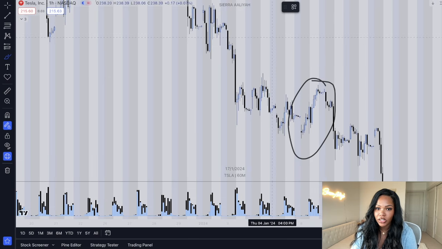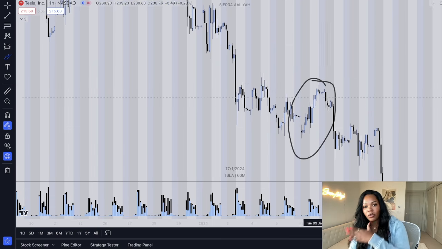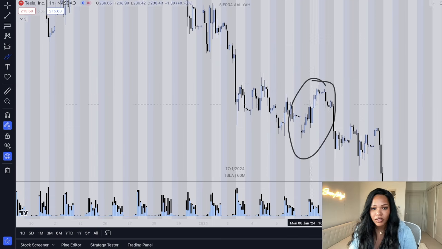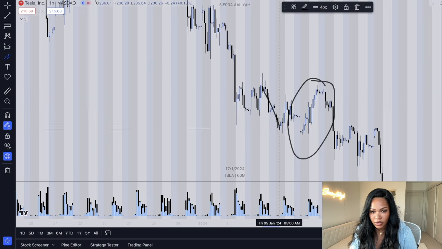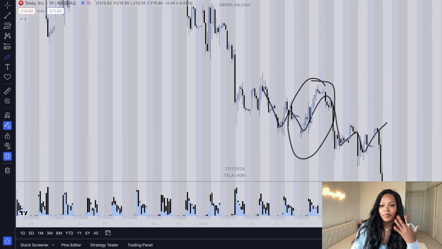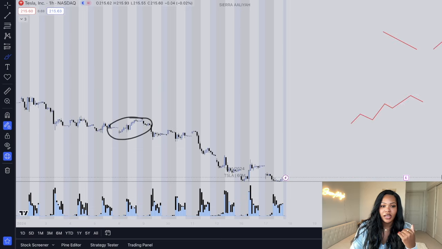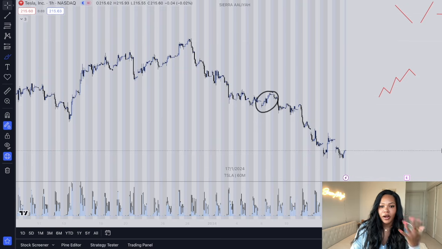Because market structure looks like this. It bounces up and down in order to go in the same direction. So even though this day it was down, it goes up, it goes down, it goes up, it goes down, it goes up, it goes down, it goes up. That's what market structure looks like. So the best way to identify what type of trades you're going to be taking for the day is to identify what part of market structure you are actually in.